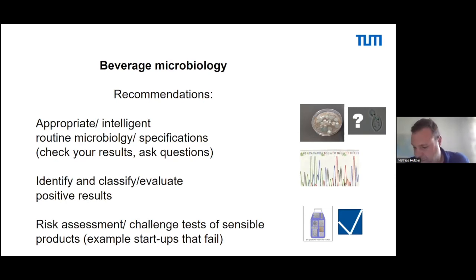Then my second big recommendation is, if you have growth or if you have any microbes, identify them and classify them, and also evaluate those positive results. And the third point would be, do a risk assessment of your products, which microbes can grow in those products, and also do challenge tests, inoculate also the microbes you find into your products, and check your house microbiota. Is it adapting or not?